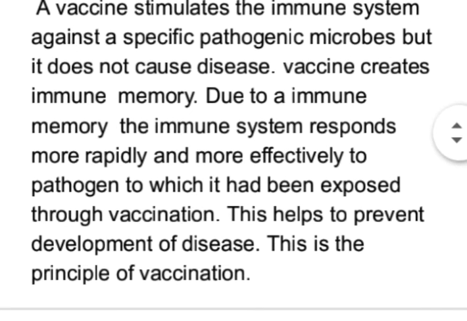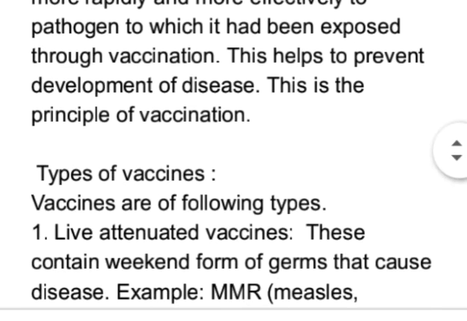So the vaccine creates an immune memory for a specific disease-causing pathogen, and when the body is actually exposed to the pathogenic microorganism, the immune system responds more rapidly and more effectively. In this way it prevents the development of the disease. So this is the principle of vaccination.